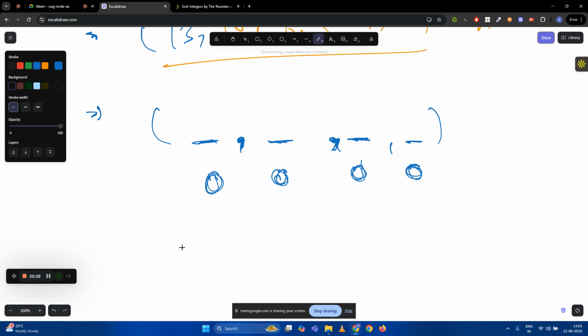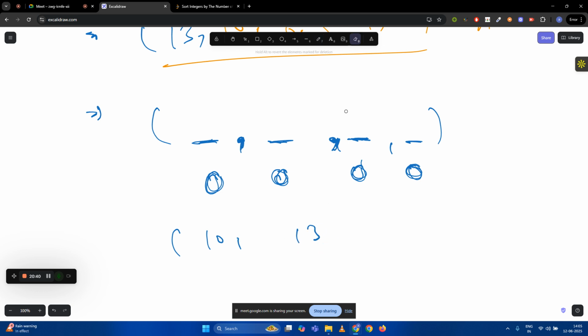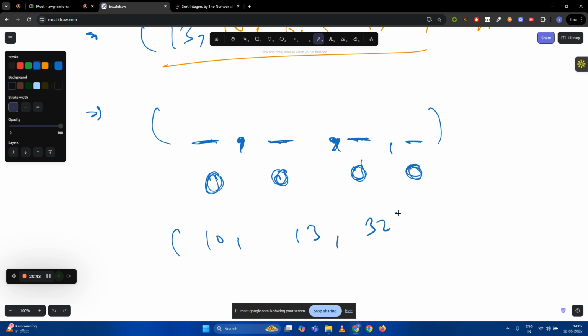So how would you sort? That's the only question. Let's say I'm having number as 10 and I'm having number as, let's say, 13. Let's say I'm having another number as 32. Let's say this is your array. Now how would you sort? You know the number of set bit here. Number of set bit is 2. Number of set bit is 3. Number of set bit is 1.